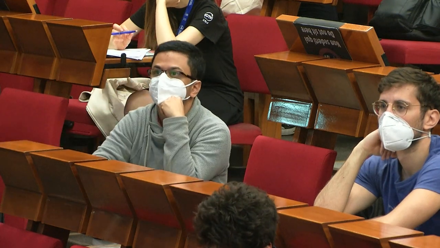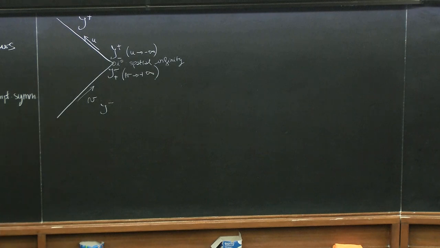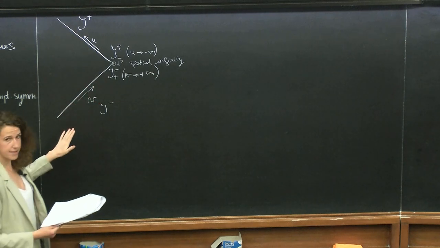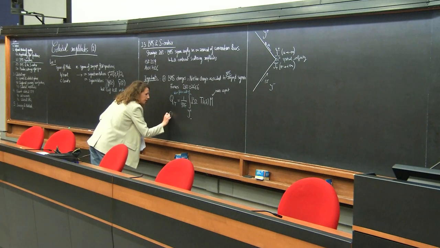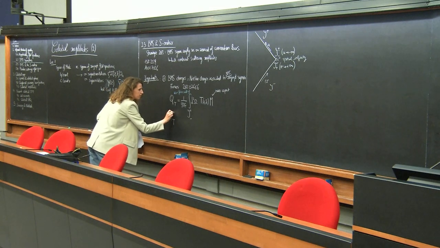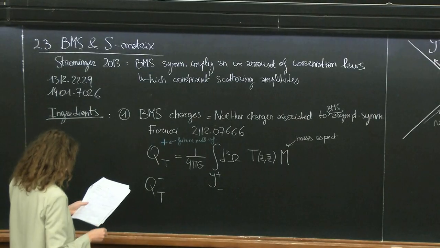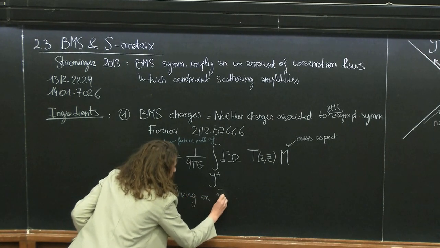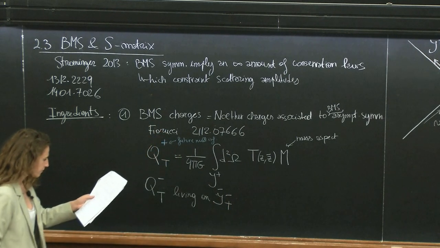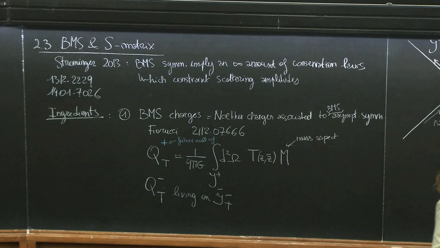So I have told you about BMS here on the future, but there is another copy of BMS symmetries on the past. And this charge will denote the BMS charge living on the future. But there also exists a charge living now on scri minus plus. So that's the first ingredient to be able to construct these charges. And now you probably see where I'm getting at.